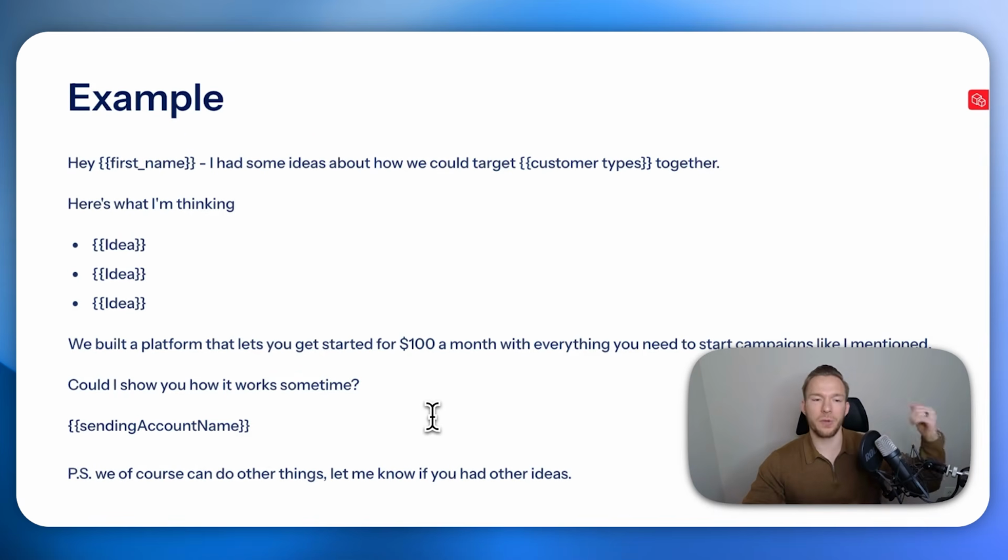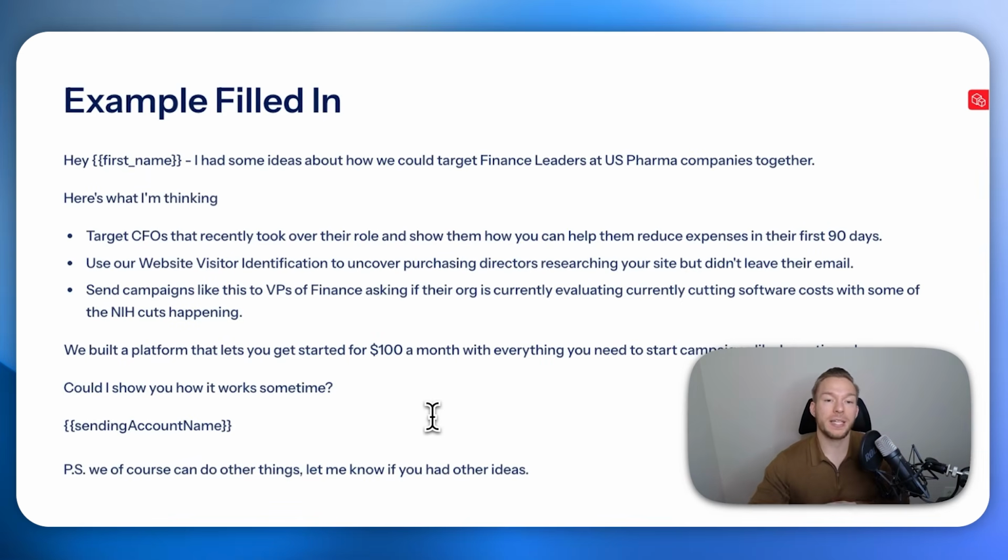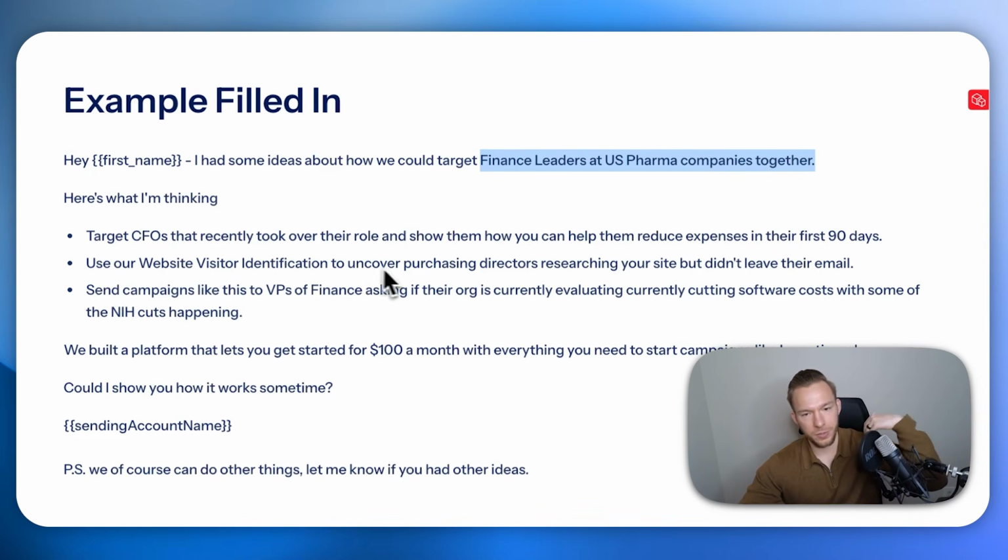What this looks like if we were to actually fill this out for Instantly, we could say, I had some ideas about how we could target finance leaders at US pharma companies together. Here's what I'm thinking. Target CFOs that recently took over their role and show them how you can help them reduce expenses in their first 90 days. Use our website visitor identification to uncover purchasing directors researching your site but didn't leave their email. Always a great strategy. You should always be doing that. Not scalable like this campaign, but you should always be doing that.